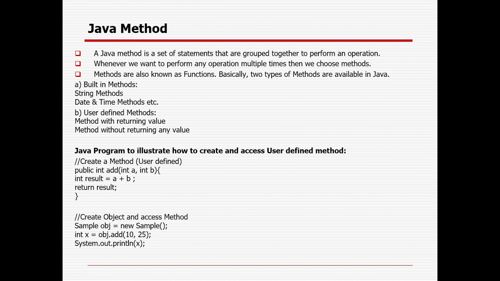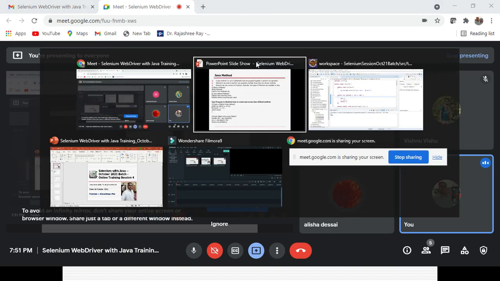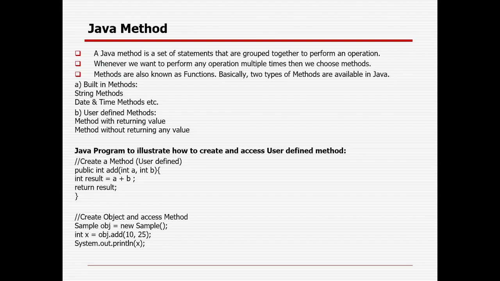Sometimes they are called functions, sometimes methods. There are built-in methods, like string and date-time methods, and user-defined methods, returning a value and without returning any value. Is it clear? Any doubt? Clear, Alisa, Harpreet? Okay, very good. I am going slow, and that is the reason I am trying to give more real-time examples. It's not a theoretical example.